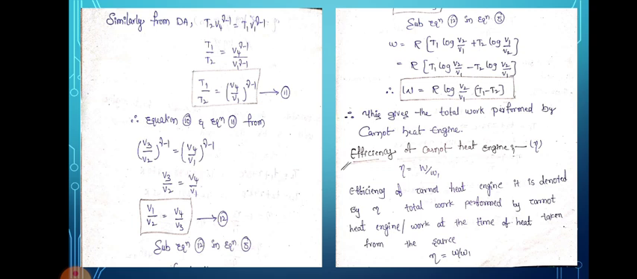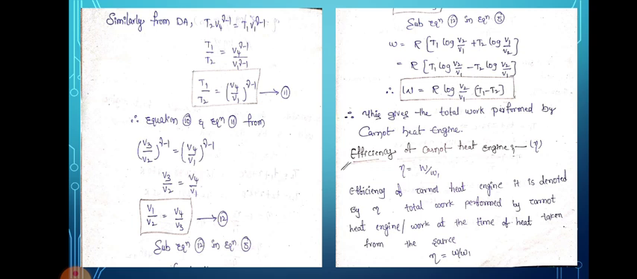That is eta is equal to W by W1. So therefore eta is equal to R log V2 by V1 into T1 minus T2 divided by R T1 log V2 by V1. So therefore eta is equal to T1 by T1 minus T2 by T1. So therefore 1 minus T2 by T1. So the above equation represents the efficiency of the Carnot heat engine.